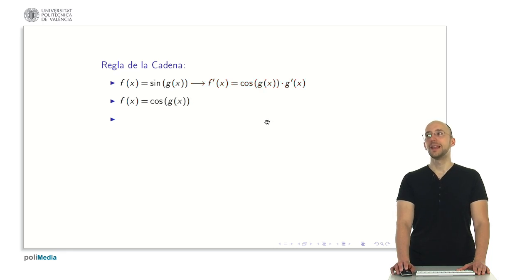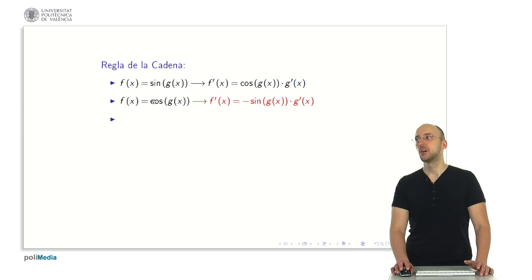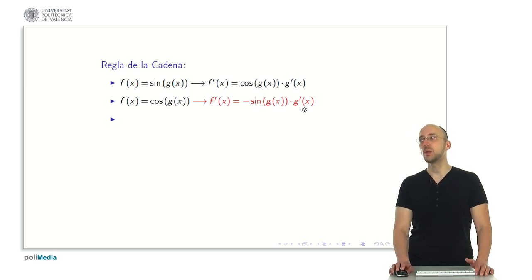The derivative of the cosine function of g of x has the following form. You should remember that the derivative of the cosine function is minus sine. It would be minus sine that changes. The function g of x is left without differentiating. And then we multiply by the derivative of the function that is between parentheses.